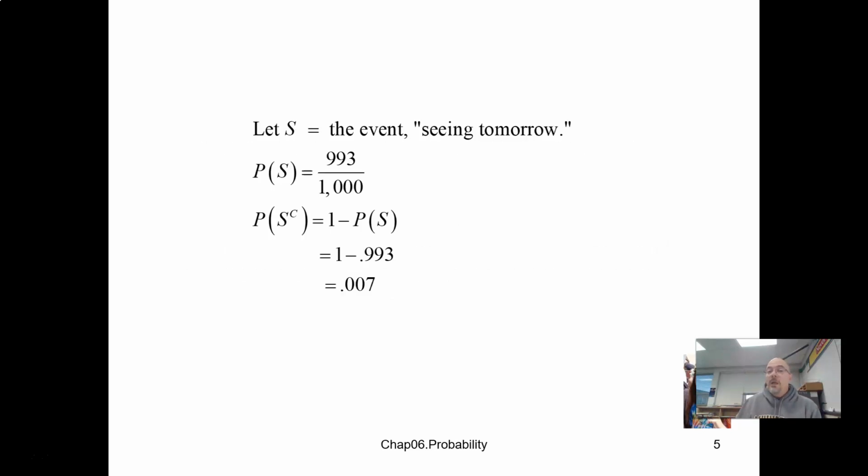Well, okay, so here we go. This is our notation. Here's our sample space. The event seeing tomorrow. They're letting S, that's not our sample space, folks, they're letting S equal the event seeing tomorrow. So the probability of that event is 993 out of 1,000. The complement, not seeing tomorrow, is 1 minus that probability, or 0.007.